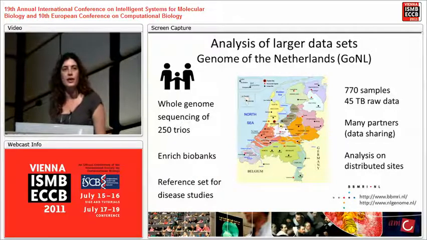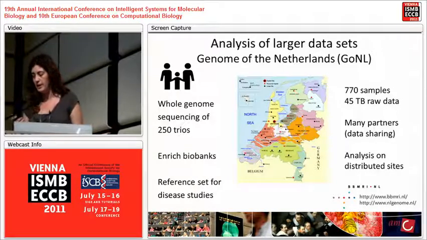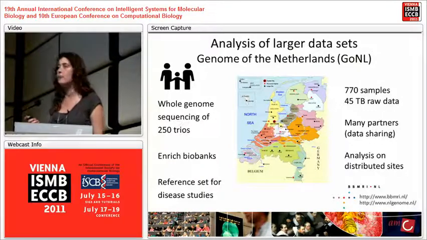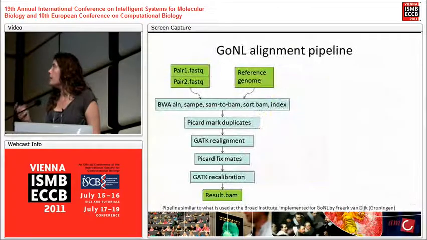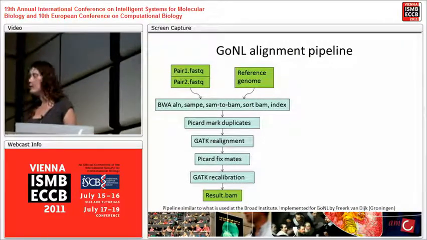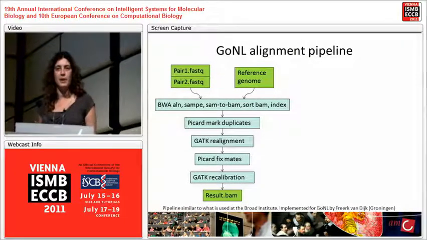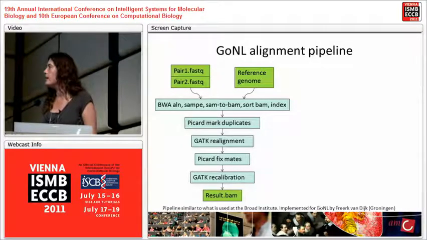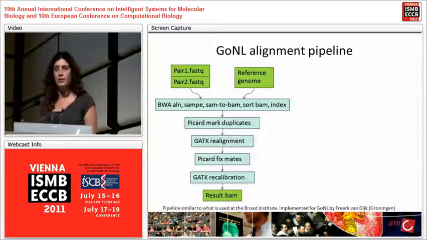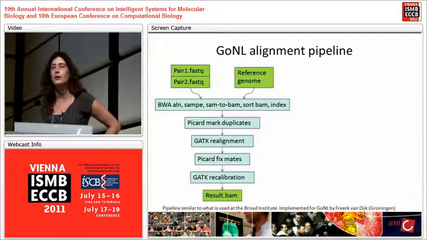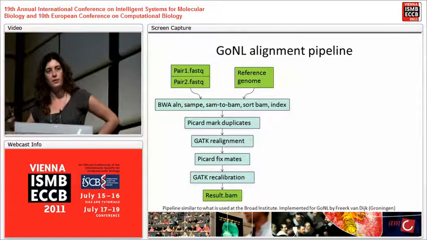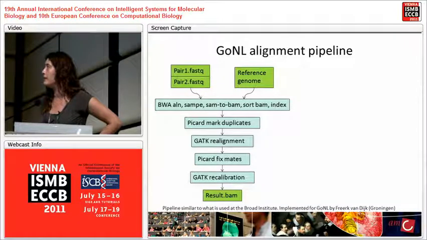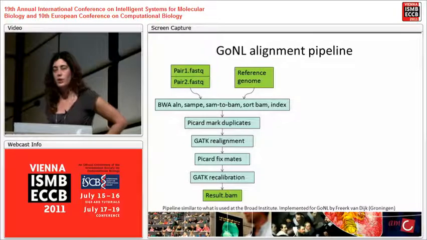And there are 2 groups that are using the grid now for part of the data. So that's what I would like to show here. We decided that there is a standard pipeline that we want to use on all the sites that are calculating on this data. It's a pipeline similar to what is used at the Broad Institute, and it is implemented by Freek van Dijk from Groningen. And we ported this in this workflow methodology to see how that goes on the grid.